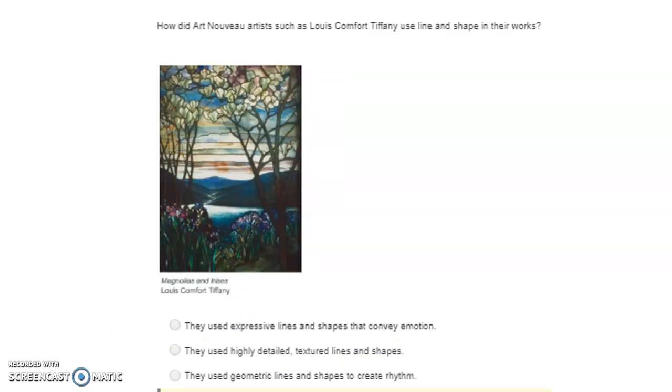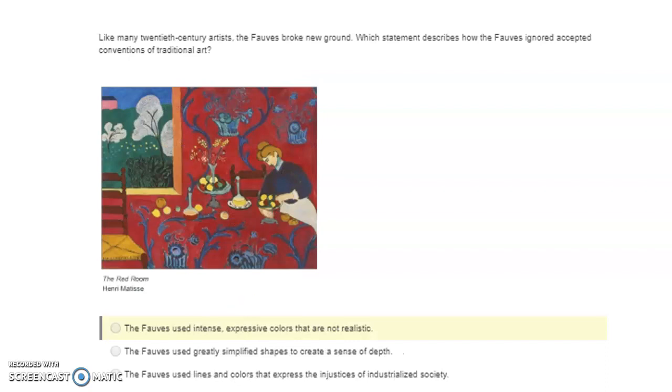How did Art Nouveau artists such as Louis Comfort Tiffany use line and shape in their works? They used curvilinear, organic lines and shapes from nature. Like many 20th century artists, the Fauves broke new ground. Which statement best describes how the Fauves ignored accepted conventions of traditional art? The Fauves used intense, expressive colors that are not realistic.